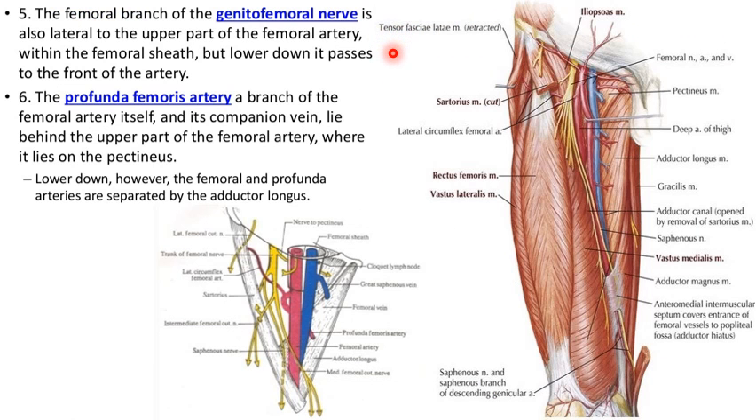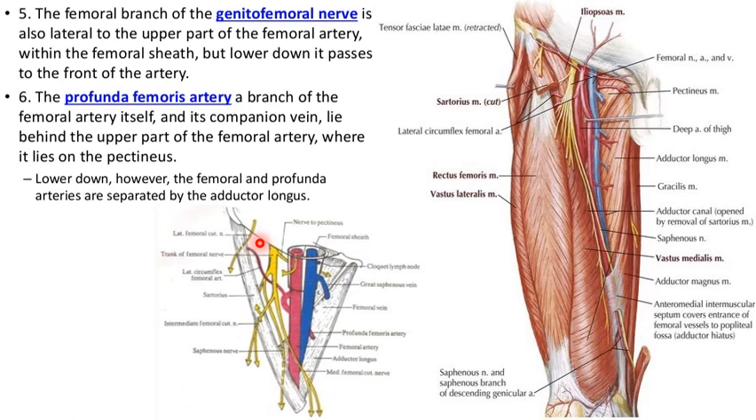So the other nerve is the genitofemoral nerve. To be more precise, it is the femoral branch of the genitofemoral nerve, which is also within the femoral sheath because it descends along with the femoral artery. Initially it is placed laterally along with the femoral artery, and as it enters into the femoral triangle, it appears anterior to the femoral artery, pierces the anterior wall of the femoral sheath, supplying the area over the femoral triangle.